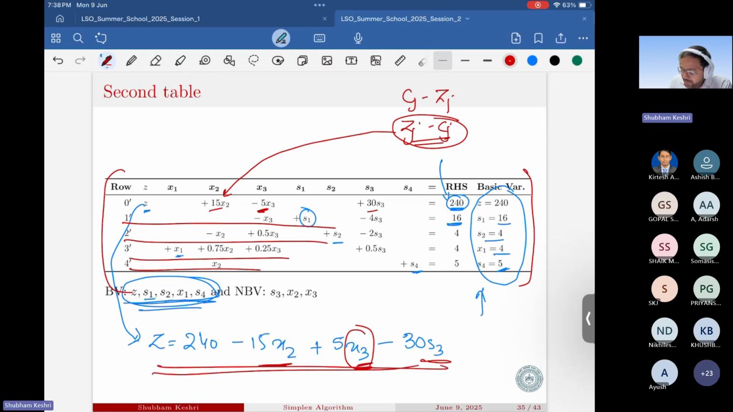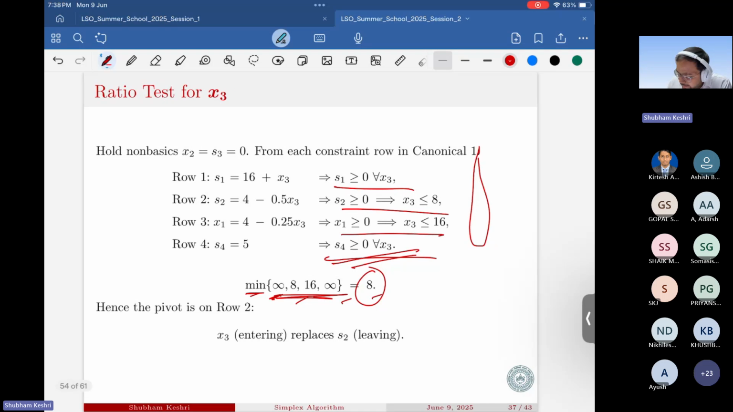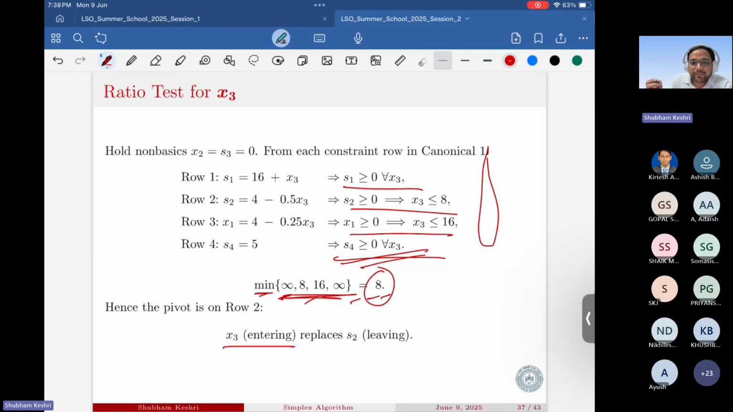And we can see using the equation x3 is the entering variable. And then we do the minimum ratio test. So that is what we are doing over here. We are doing the minimum ratio test, and we are observing the maximum value of x3 can be 8. And x3 is the entering variable and s2 is the leaving variable.